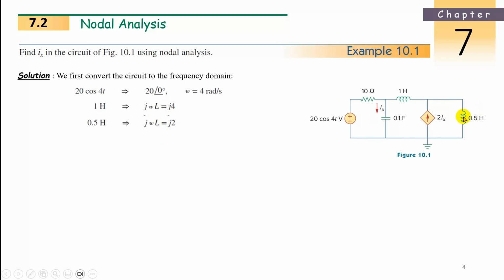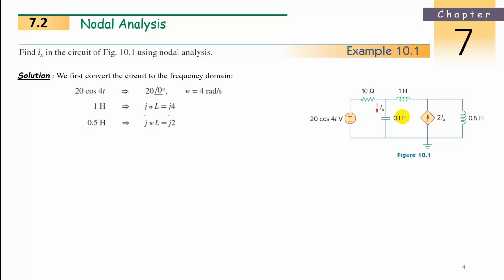This here, 0.5 Henries, is becoming j2. Now another capacitance, a capacitance of 0.1 farads. Sometimes it may be given in micro or milli, but here he is giving it only in farads, because in calculation you may get an error. So that's why 0.1 farads.